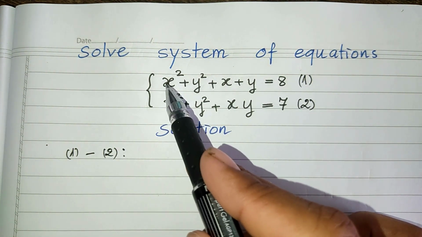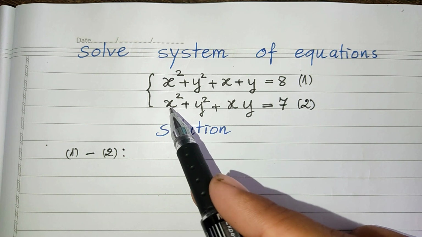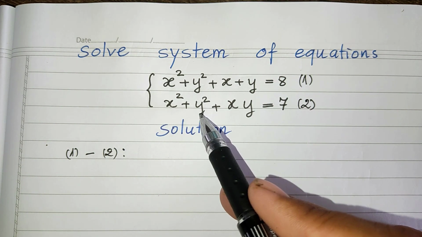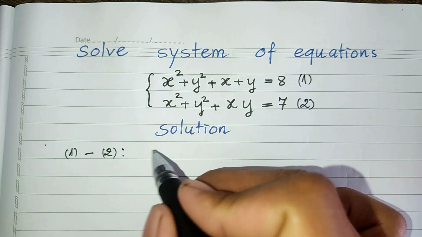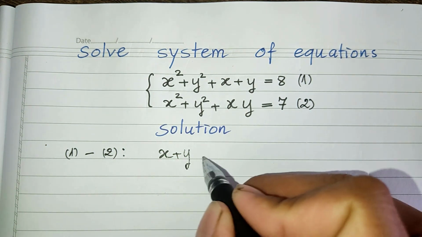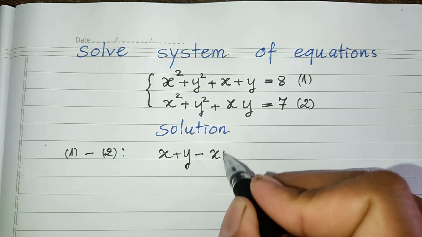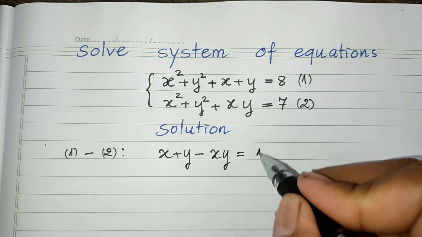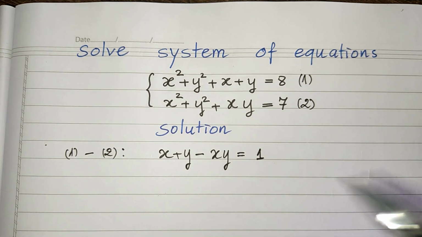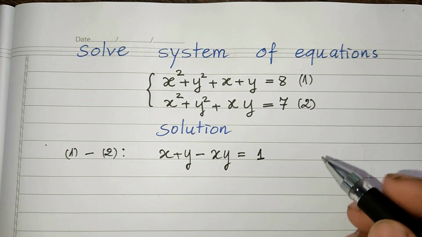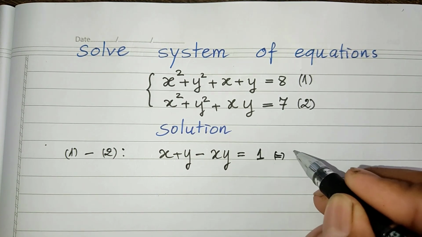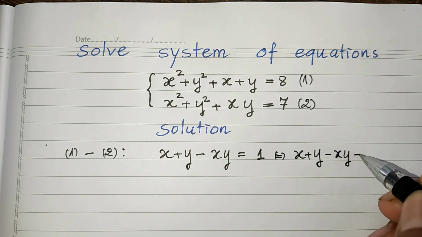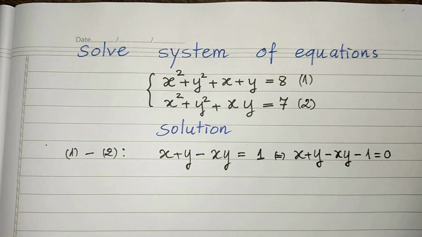So x squared minus x squared equals 0, and y squared minus y squared equals 0, and this x plus y minus xy equals 8 minus 7, which is 1. Now I move 1 from the right hand side to the left hand side, so I get x plus y minus xy minus 1 equals 0.